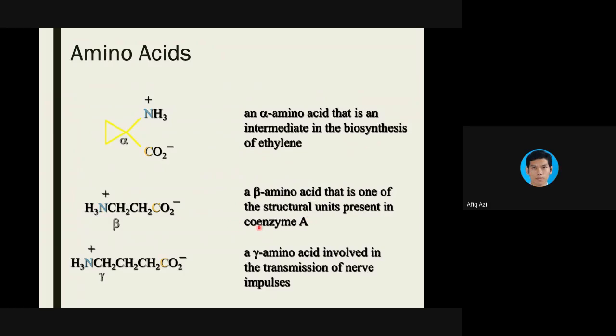So coenzyme A is what is available in humans. Okay, and a gamma amino acid is involved in the transmission of nerve impulses. Okay, so these are the examples of alpha, beta, and gamma amino acid. They all exist as the ionized form. Okay, you have NH3+ and COO- instead of NH2 and COOH.